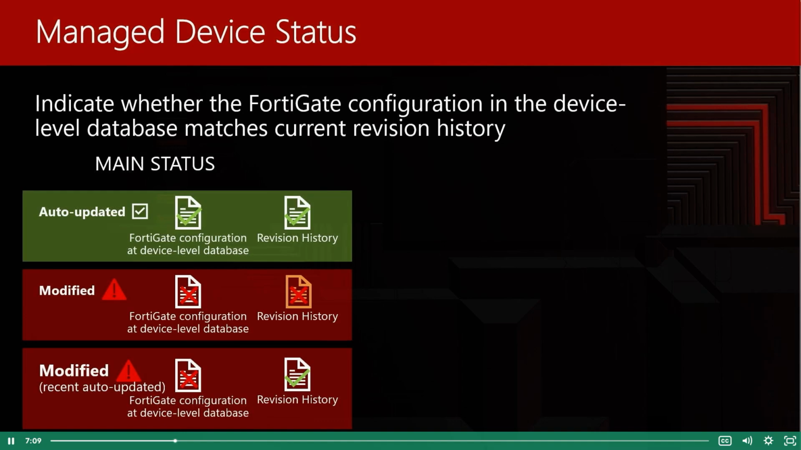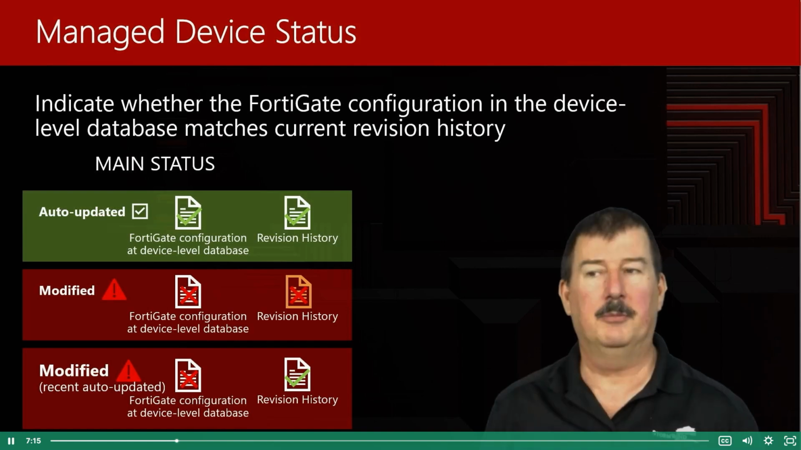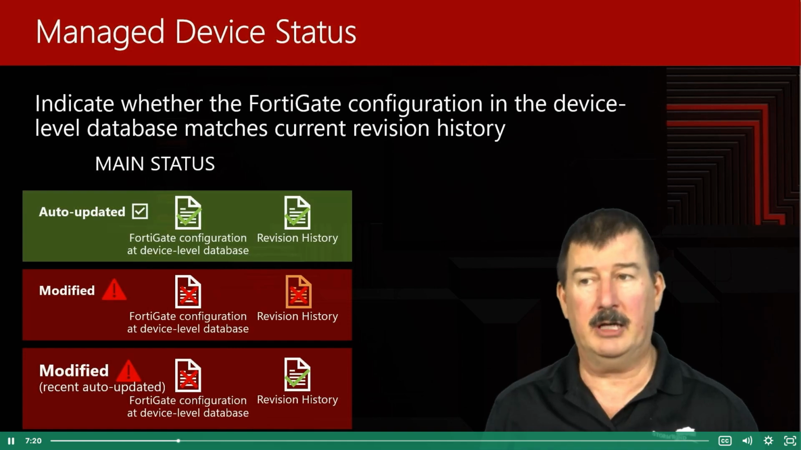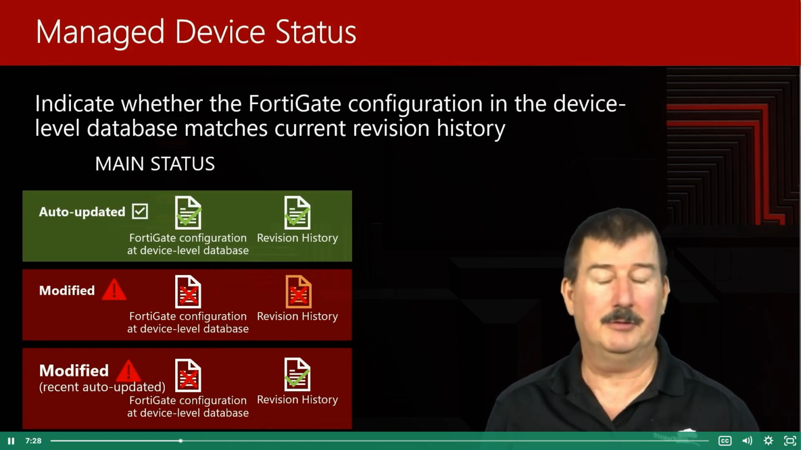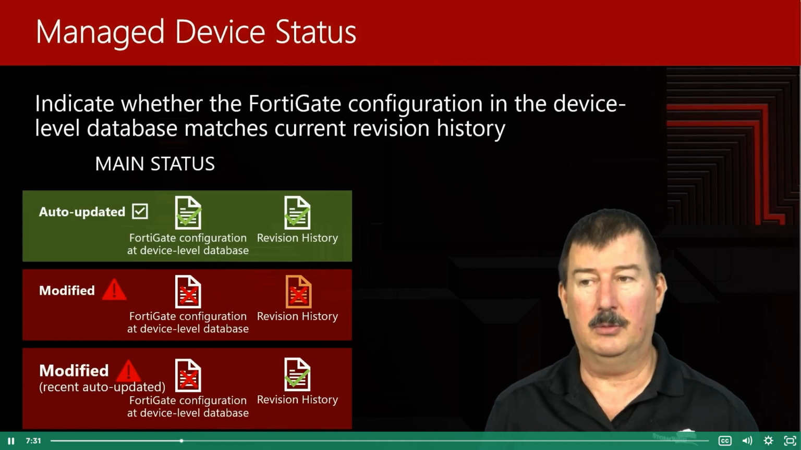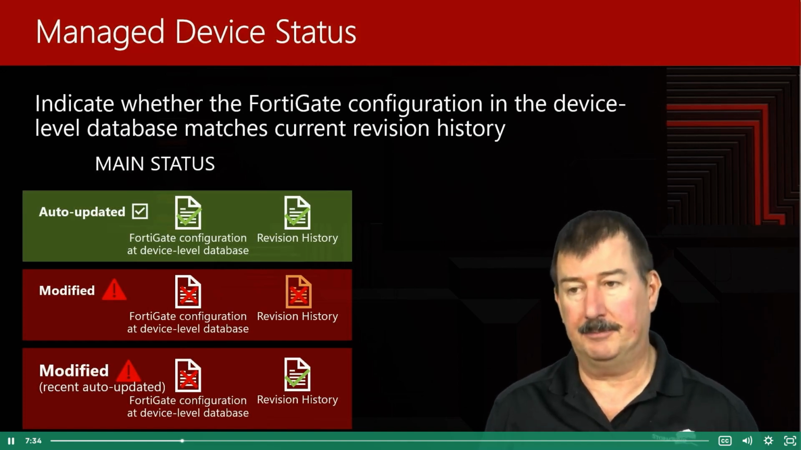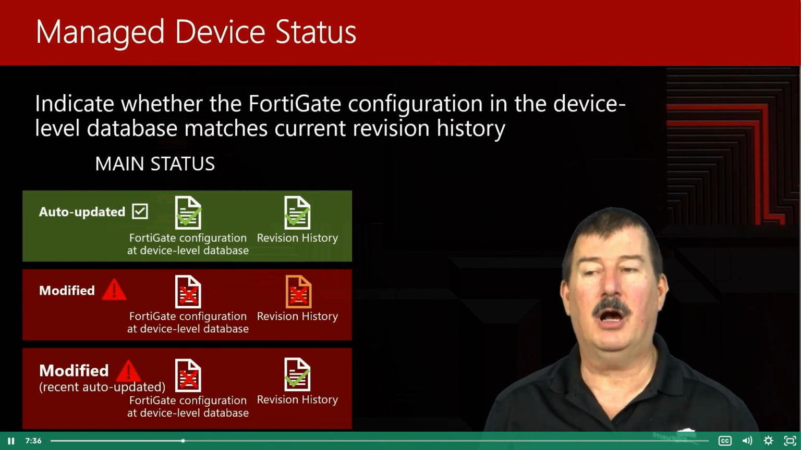Now, your device status, auto update, guess what? Was what we talked about. The configuration from the FortiGate has been pushed to the revision history of the device manager, and they're in full agreement. Auto update, we are happy. Modified, the FortiGate configuration has been updated, but guess what? The revision history is not matching. So we're not happy. And then you also have a modified where a recent auto update came in, but the revision history seems to be good, but the configuration on the database is not. So just different ways for it to look at it.